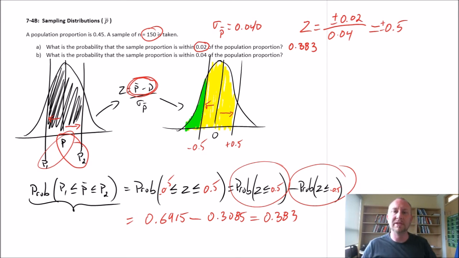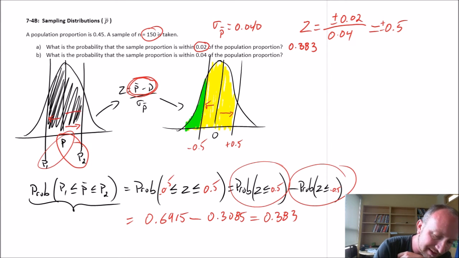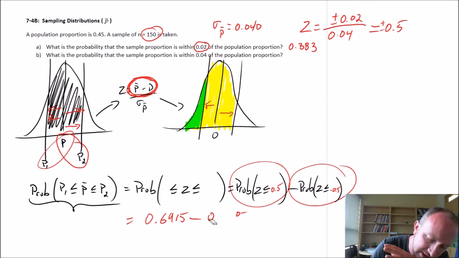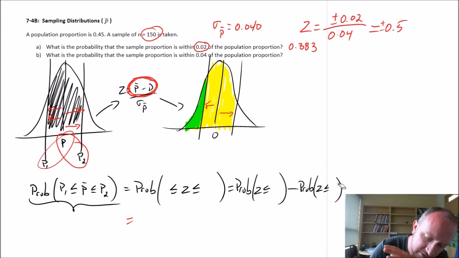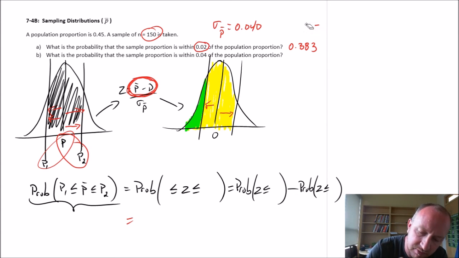Okay, so that's the probability that if we take a sample of 150, we'll be within 0.02 of the true population proportion. Part B, now all of the same calculations, but we change that difference to 0.04. So this distance over here is 0.04. This difference in the numerator, 0.04. So we'll need to recalculate all of our z values. Thankfully, the standard error doesn't change, so we don't need to recalculate all of that. Let's start from scratch up here.